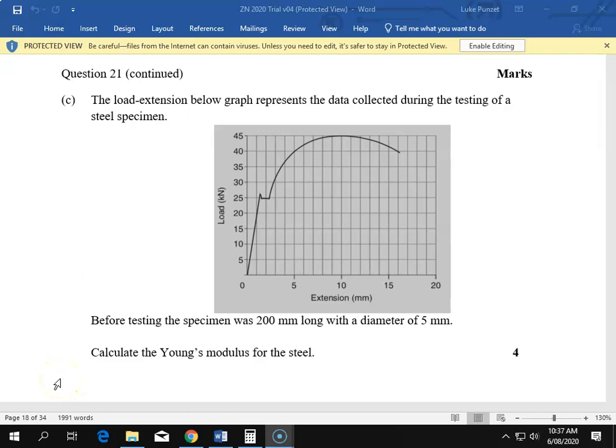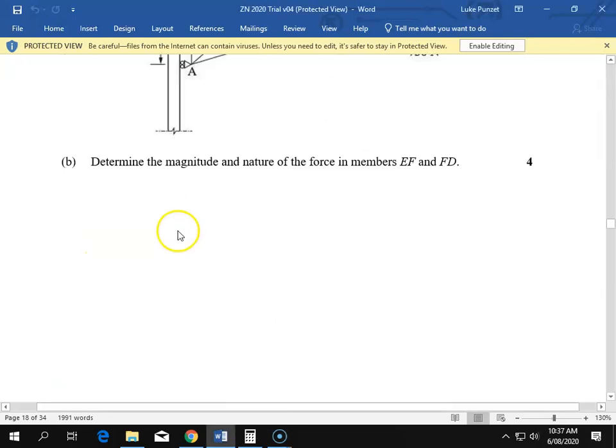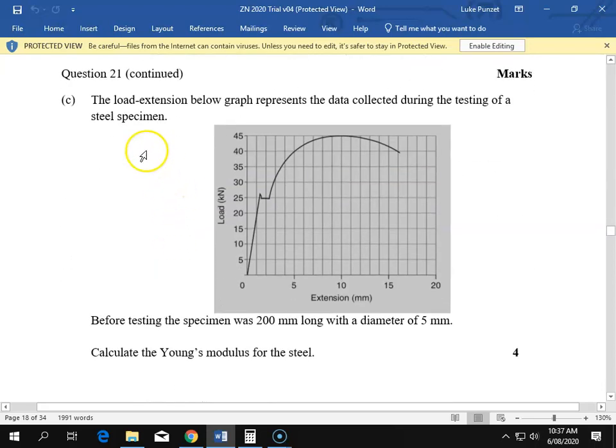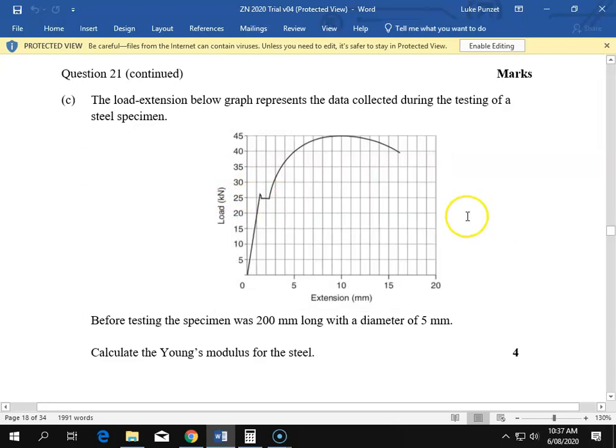This is part two of the 2020 trial. We've looked at the first two questions of part one, or question 21, so we're now at question 21 part C, and this is an E equals FL over A e question. What we're looking at is a stress-strain diagram, and the thing we want to remember is that Young's modulus only applies up until the elastic limit. Or actually, specifically, Young's modulus only applies up to the proportional limit.